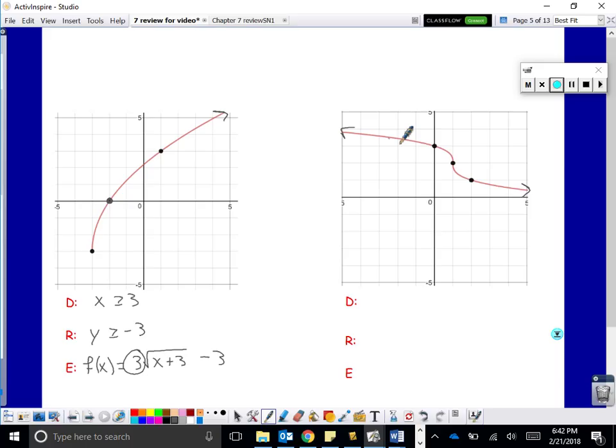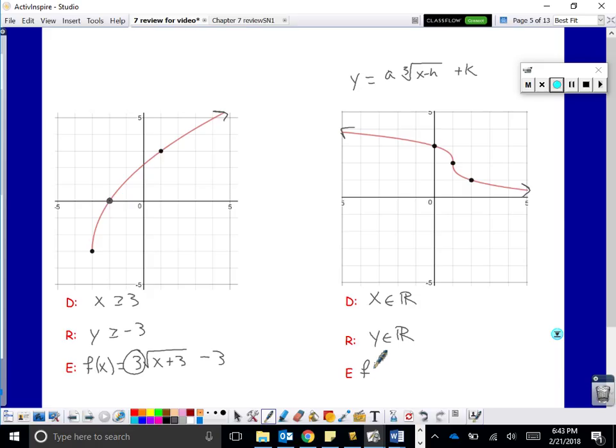Alright, this one, obviously a cube root, so I'm going to say x is all real numbers, y is all real numbers. Okay, there are no restrictions there. When I think about this, I'm doing y is equal to a times the cube root of x minus h plus k. So let's fill in the easy stuff first.